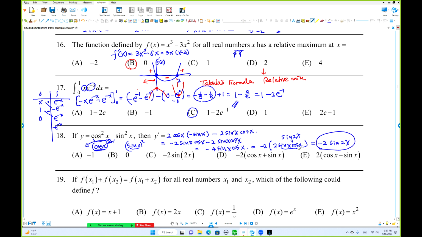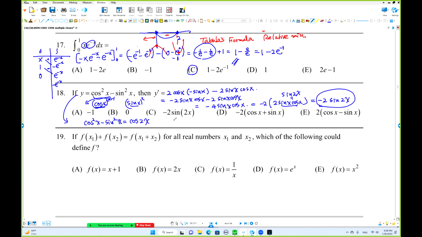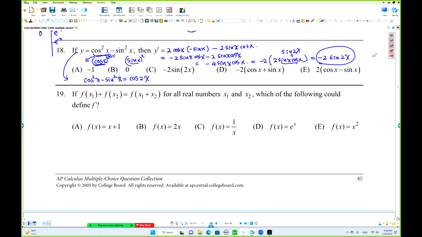Another shortcut over here. Do you remember this one? Cosine squared of x minus sine squared of x. What is the equivalent? Do you remember this one? This equals cosine 2x, right? I'm going to write it down over here. Cosine 2x. Better memorize this one, okay? I need a little more space there. I'm going to write it down over here. Cosine 2x. Remember.